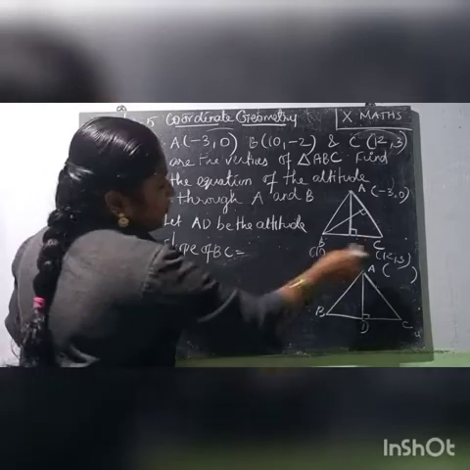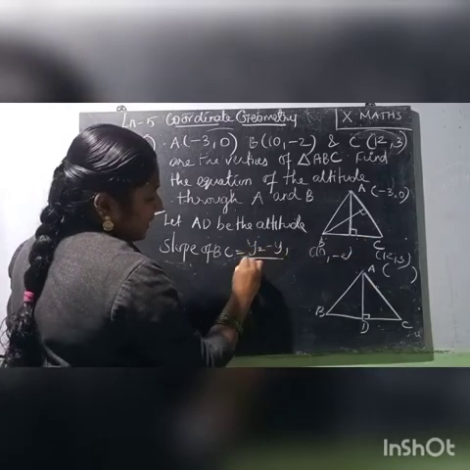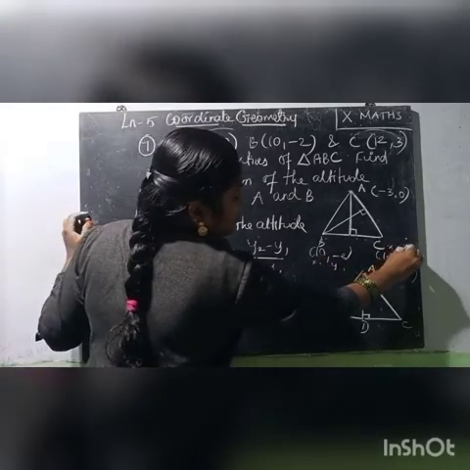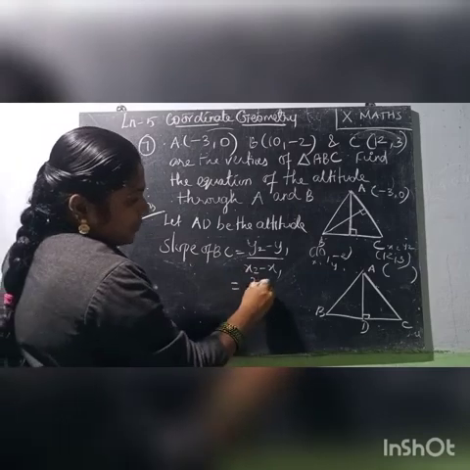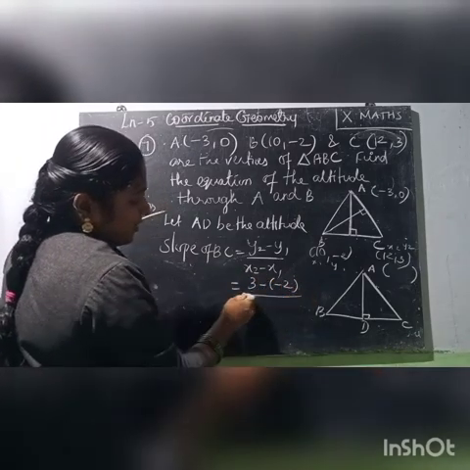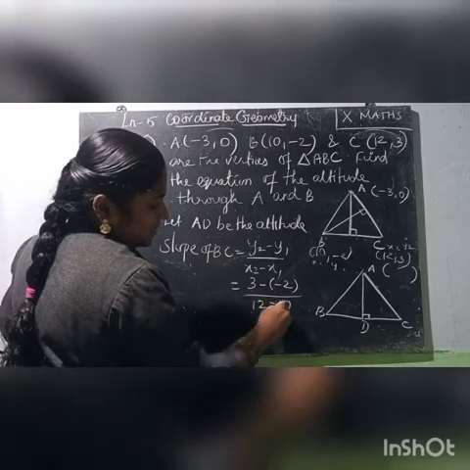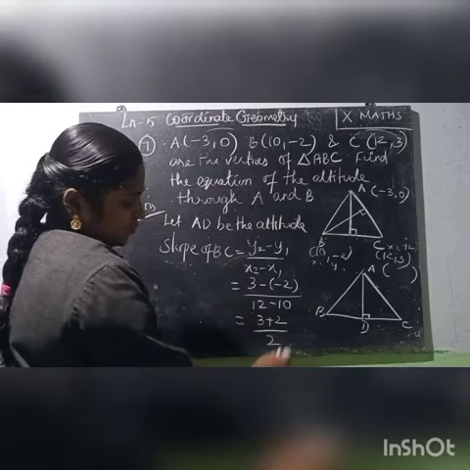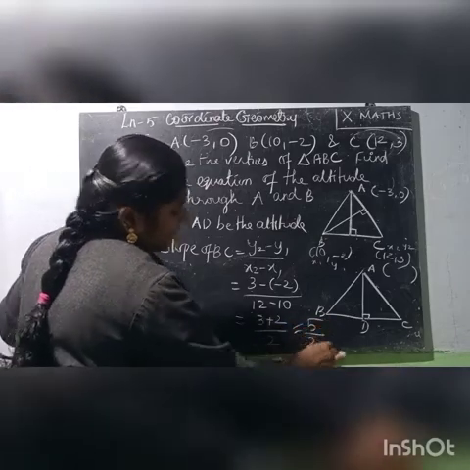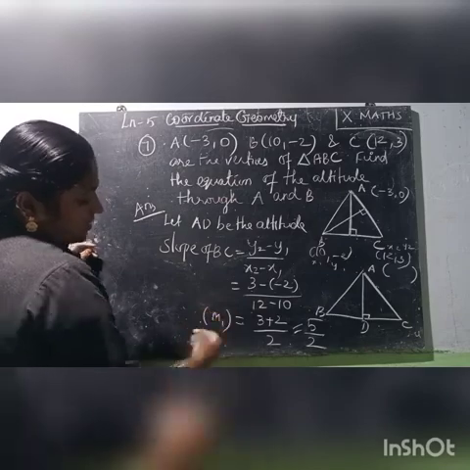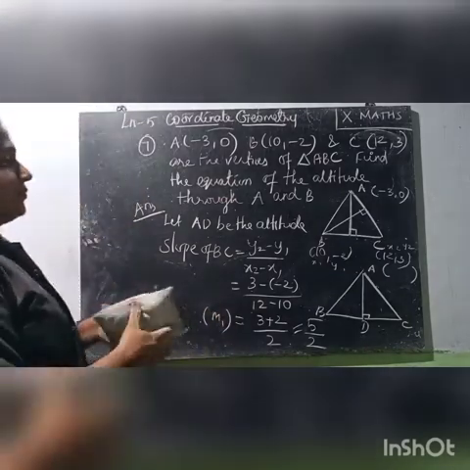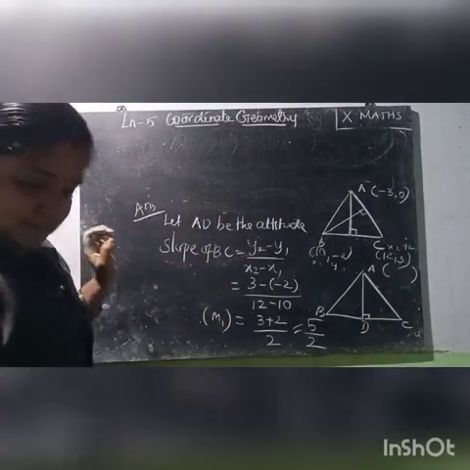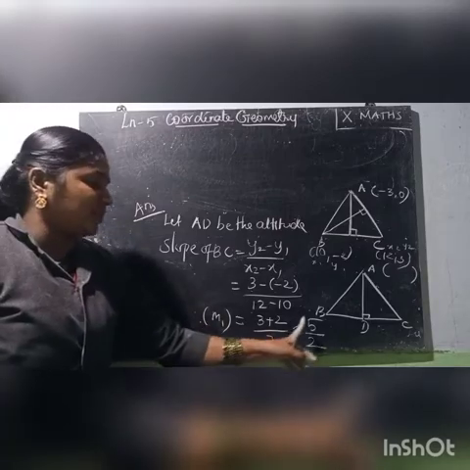BC has two points, so we can use y2 minus y1 by x2 minus x1. This is x1, y1 and this is x2, y2. The y2 value is 3 minus of minus 2, divided by x2 minus x1, 12 minus 10. Minus of minus is plus. So 3 plus 2 divided by 12 minus 10, which is 2. 3 plus 2 is 5, so 5 divided by 2. Let me consider this as M1. Now the M1 value is 5 by 2.